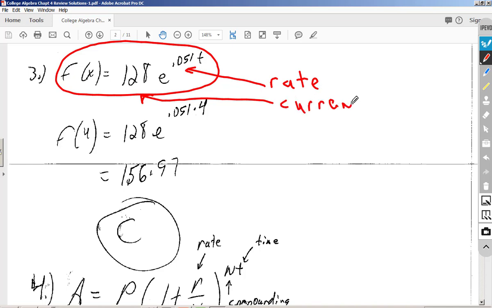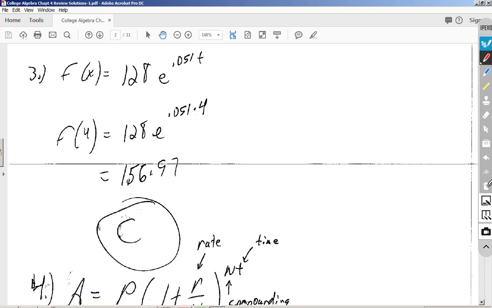I just wanted to point that out to you to make sure that you remember that. So if you ever have to set up your own equations, you'll know how to set them up. That first number is going to be the current population, and then your rate is your exponential. So to solve this, the question is, how many bears should there be in 4 years?